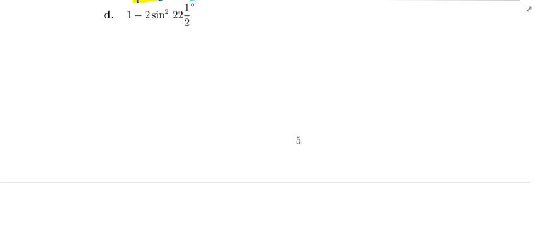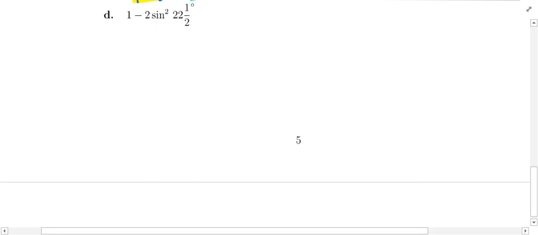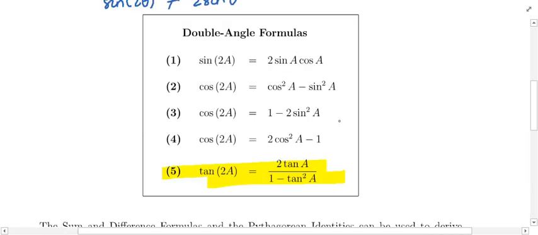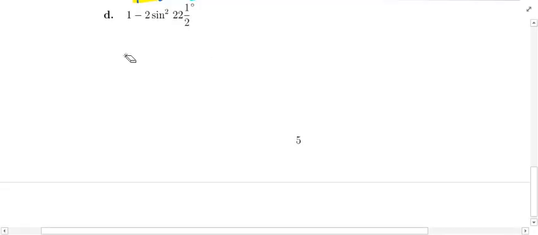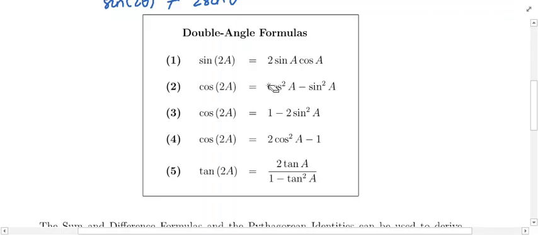Again, 22.5 degrees is not on the unit circle. You have to be able to provide an exact answer without using your calculator. You may not be allowed to. So let's do this. We're going to match this expression up with one of the double angle formulas. So back to page 1. We are looking for 1 minus 2 times sine squared. So that's what we need to be looking for.